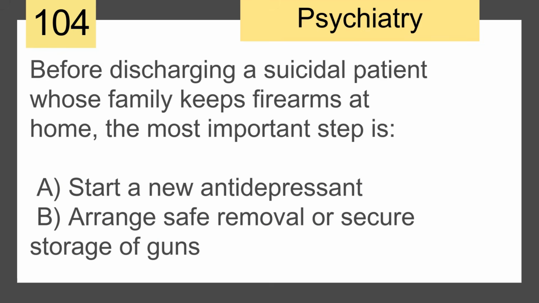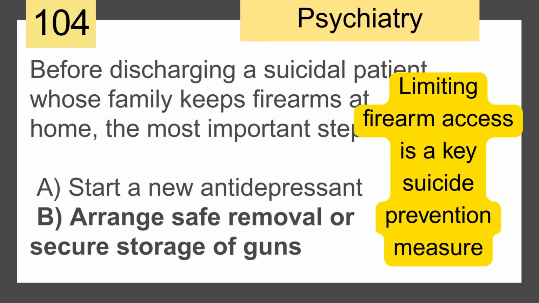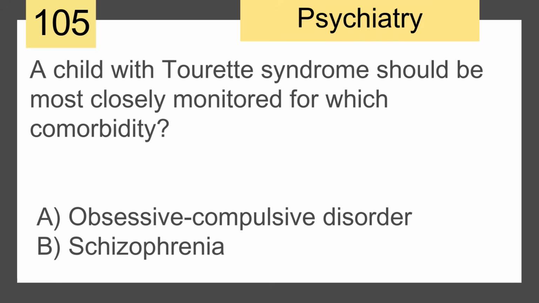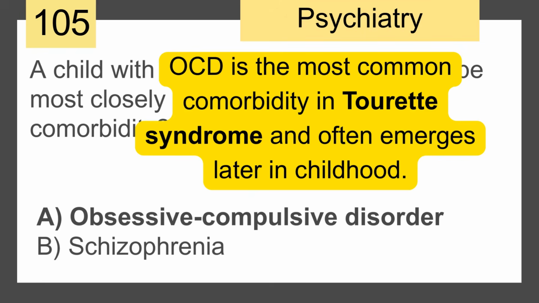Question 104. Before discharging a suicidal patient whose family keeps firearms at home, the most important step is to arrange safe removal of the guns. Limiting firearm access is a key suicide prevention measure. Question 105. A child with Tourette syndrome should be closely monitored for which comorbidity? As we said before, obsessive compulsive disorder is the most common comorbidity in Tourette's and often emerges later in childhood.